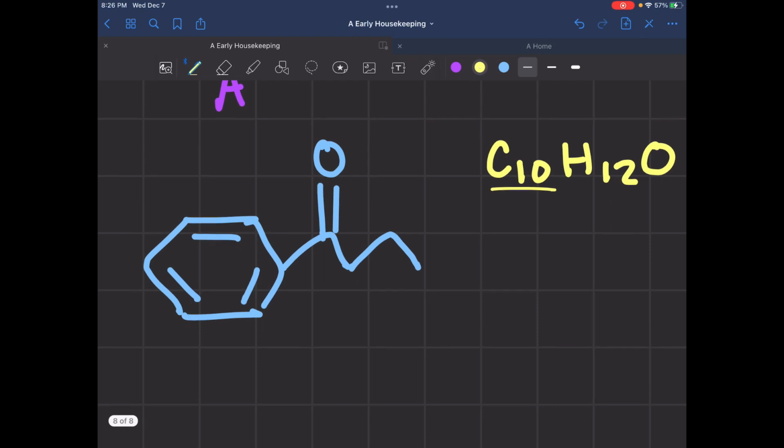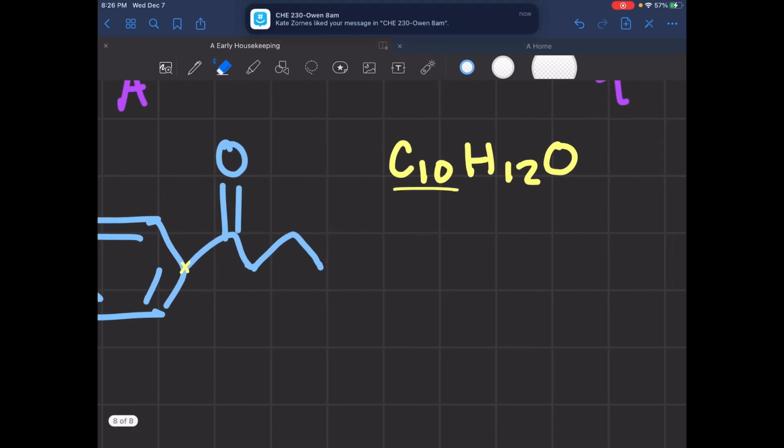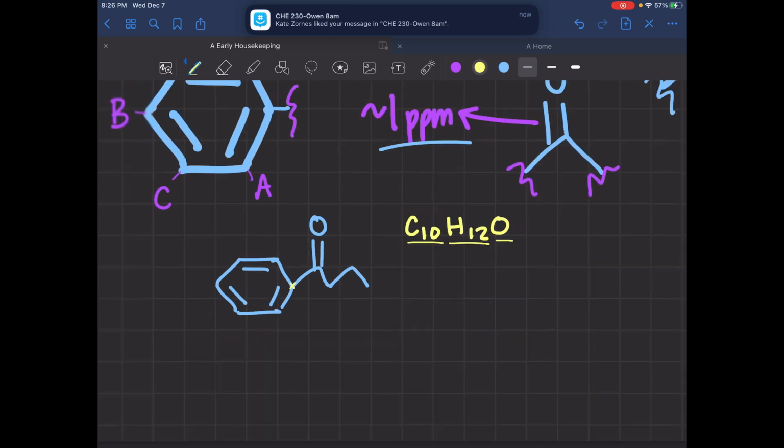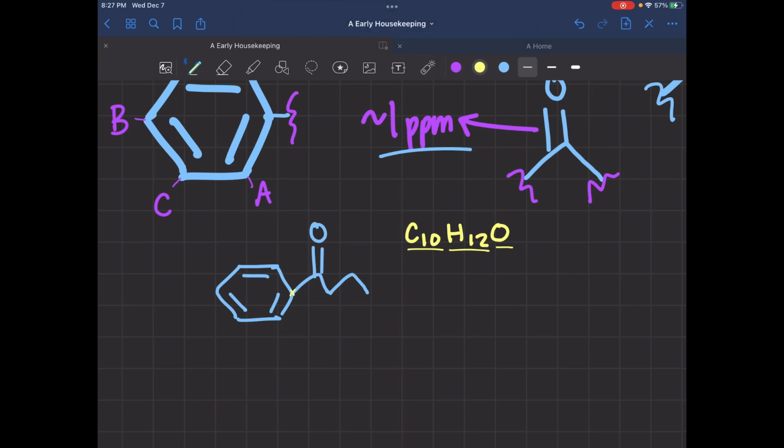Let's count some hydrogens. We need 12. We have 1, 2, 3, 4, 5. No hydrogen there. No hydrogen there. 6, 7, 8, 9, 10, 11, 12. Okay. I love it. It's beautiful. I love when things just work out. I mean, we applied copious amounts of effort. I'm not just going to say that they worked out. But we have all of our hydrogens. We have this oxygen. Perfect. It looks great.